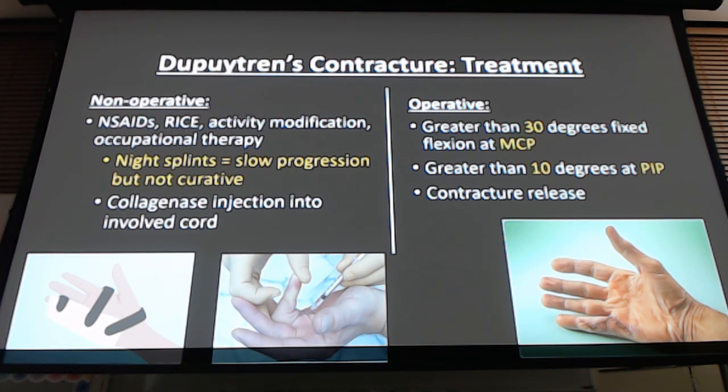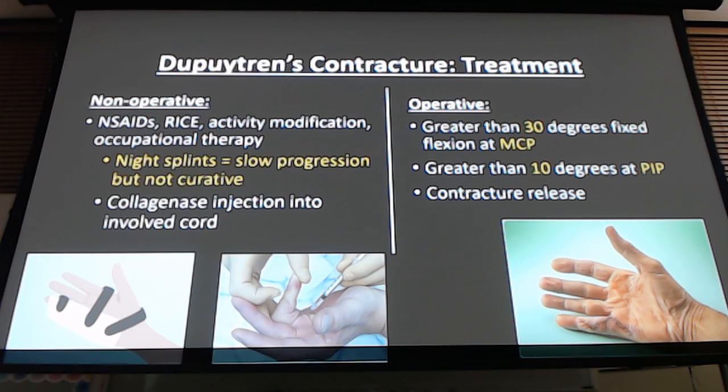Okay. So operative, those are the operative indications there. 30, 10. What's the next set? I'm sorry, 30 MCP, and the next set is 10 PIP. 30 MCP, 10 PIP. Okay? And what do?